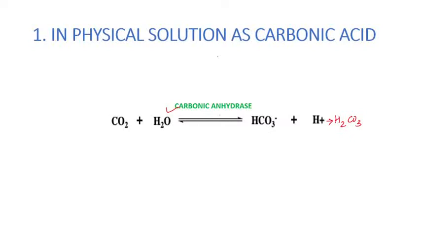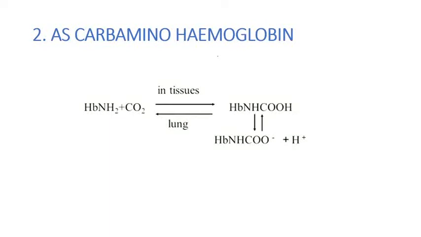Now we'll move on to the second form of transport, that is in the form of carbaminohemoglobin. The carbon dioxide also diffuses into the RBC, where you have the hemoglobin. Hemoglobin is the red pigment that helps us in transporting the gases, both carbon dioxide as well as oxygen. We know that hemoglobin has two parts: a heme part and a globin part. The globin part is a protein part.